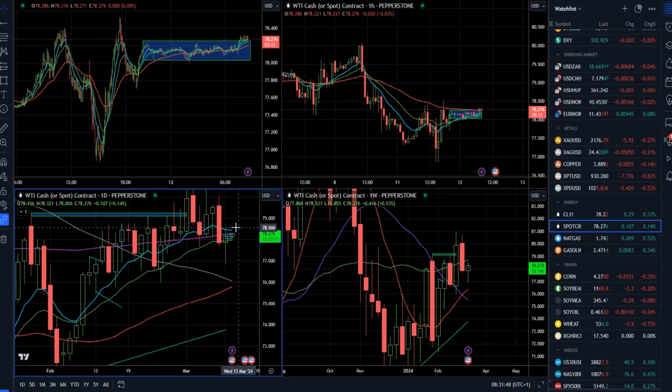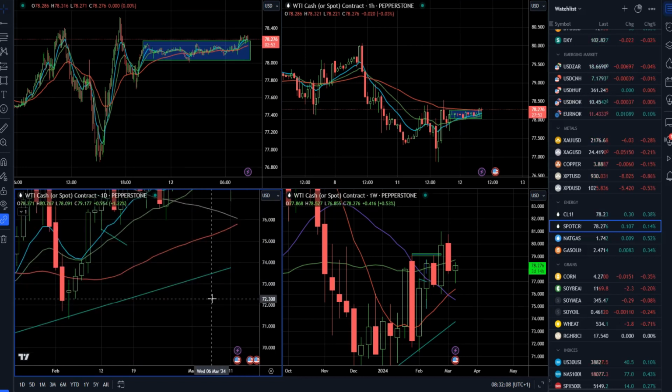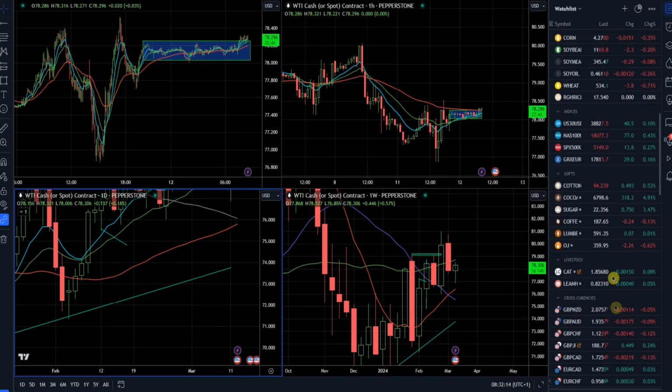So pretty flat environment on the crude oil, and I would like to see a bigger directional move, either to break the 81 mark to confirm maybe 84 or 90 to be on the test, or to break the pin bar lows around the 75 mark or 76 mark, and then eventually confirm a further drop towards the 72, 71 mark. So far, consolidation on crude oil.